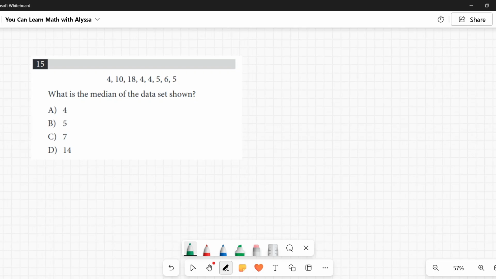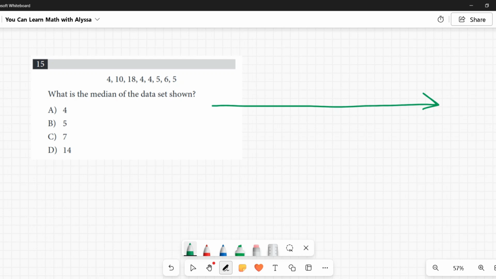The numbers are 15, 4, 10, 18, 4, 4, 5, 6, and 5. What is the median of the data set shown? The median of a data set is the number that is physically in the middle when the data are put in order from least to greatest.